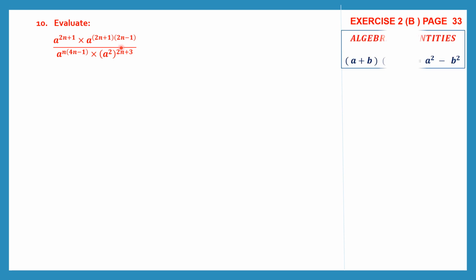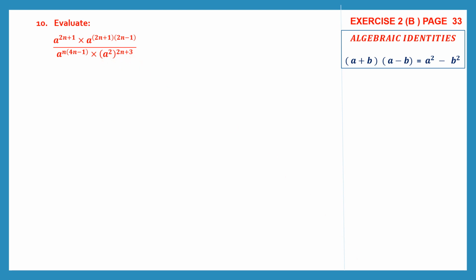That means we can apply the algebraic identity which says (a plus b) into (a minus b) equals a square minus b square. So we just have to write the square of 2n and 1 and put the subtraction sign. So that is how we can solve this. Now here, we can apply the power law and multiply the powers. Similarly, here also we can apply the power law and multiply the powers.